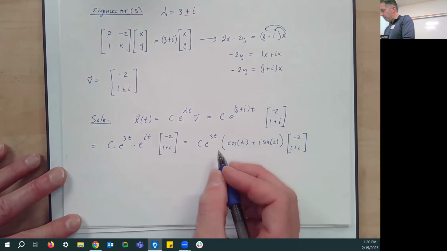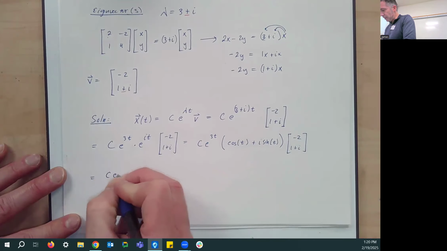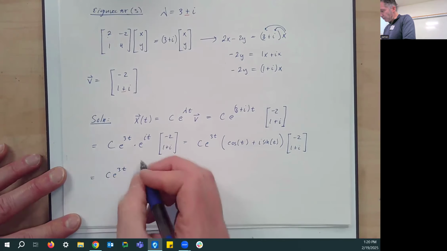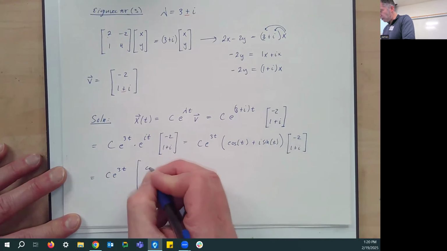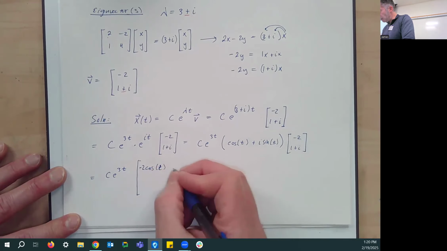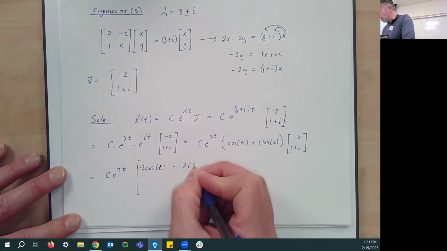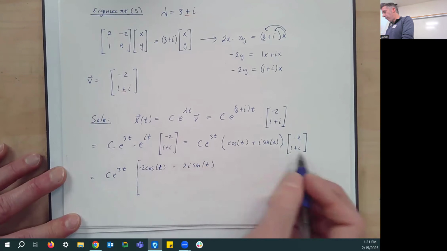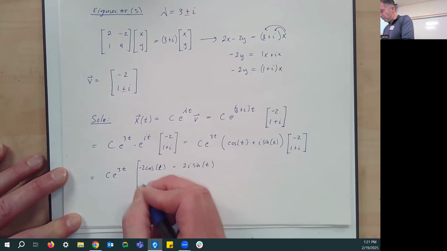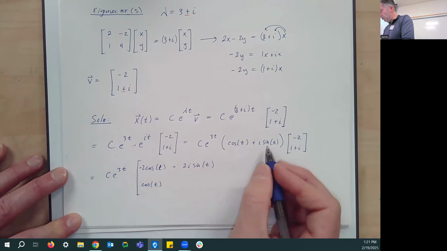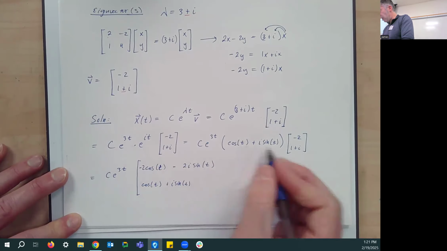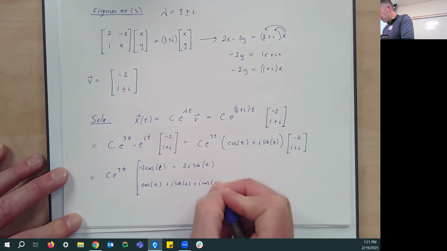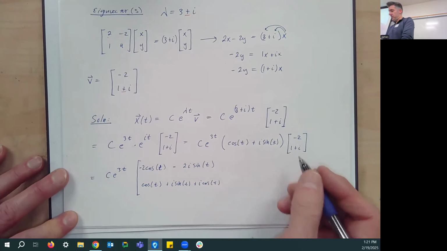So then multiplying out this part, we're going to get c e to the 3t, and then we're going to have this vector. Cosine and i sine are going to multiply negative 2. You should have cosine of t times negative 2 and minus 2i sine of t. And then we have to FOIL out here. You're going to get 1 times cosine. You're going to get i sine times 1. You're going to get cosine times i. And you're going to get i sine times i, which is going to be i squared times sine.